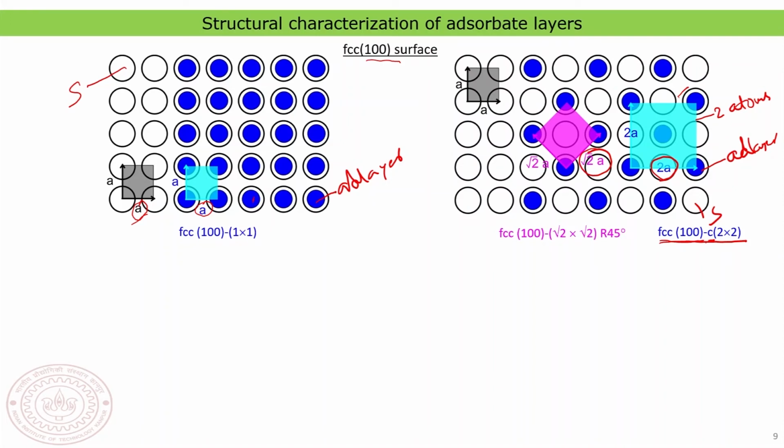Now the other unit cell is represented like this. You have the root 2 by root 2 unit cell, and it is an FCC 100 surface. In addition to that, you also need to mention the angle that the adlayer is making with respect to the surface unit lattice vectors, and that is 45 degrees in this case, and therefore you also have to represent the R. This kind of notation for representing the adlayer is known as Wood's notation, which is a simple notation.